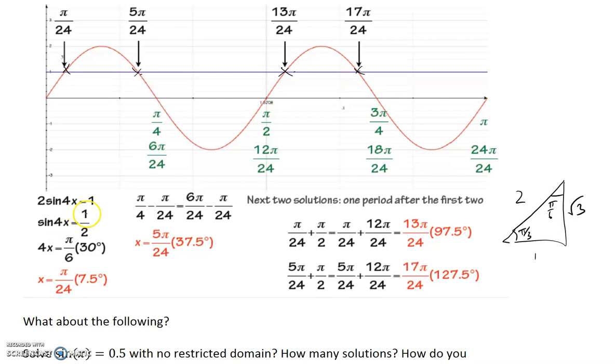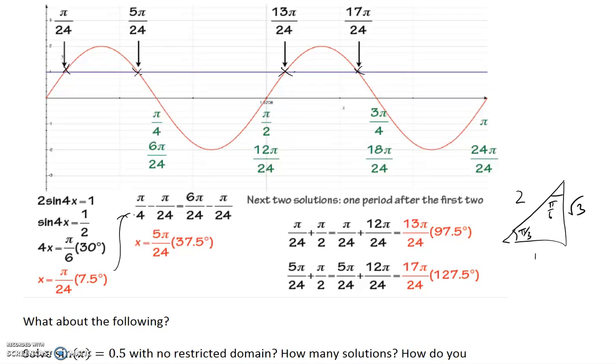So 4x being a half, sine 4x being a half, the angle being 4x, opposite and hypotenuse, so 1/2, so this is the angle I'm looking at, pi on 6 or 30 degrees. So 4x has to be pi on 6, okay? And then what have they done now? Well, they've divided everything by 4, and they get pi on 24.